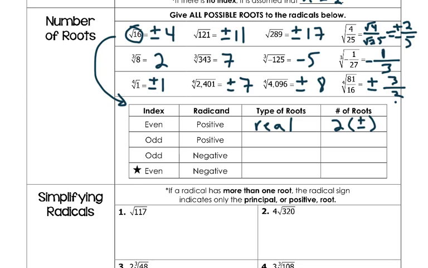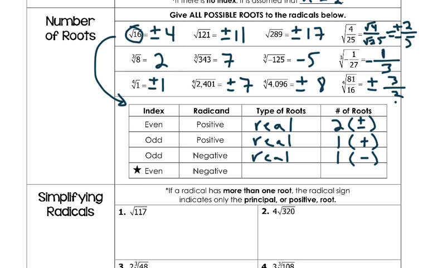If it's odd and positive, again, we will have a real root. The type of root will be real. There will only be one answer, though, and that answer will be positive. Guaranteed that answer will be positive. Now, if it's an odd negative, we will have a real answer again, a real root. There will only be one root, and it will be a negative number.